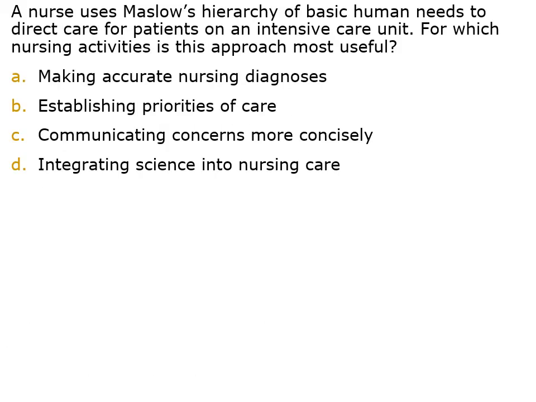Maslow's hierarchy of basic human needs to direct care for a patient on an intensive care unit, for which nursing activity is this approach most useful? A. Making accurate nursing diagnoses. B. Establishing priorities of care. C. Communicating concerns more concisely. Or D. Integrating science into nursing care.